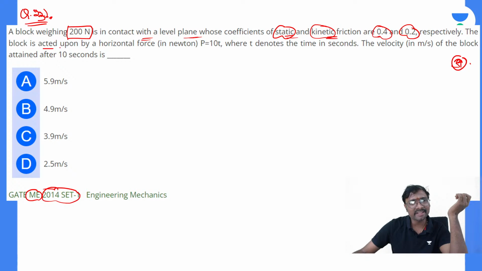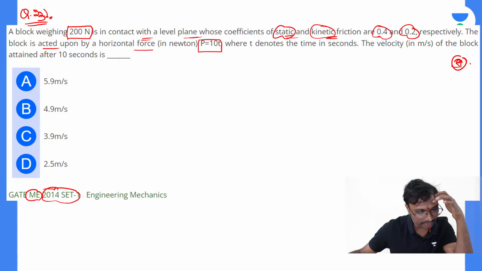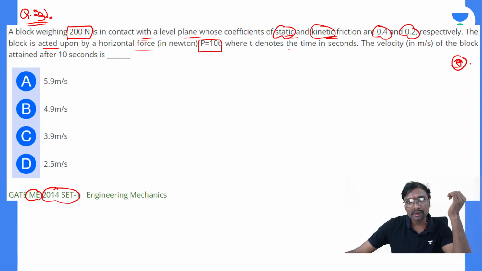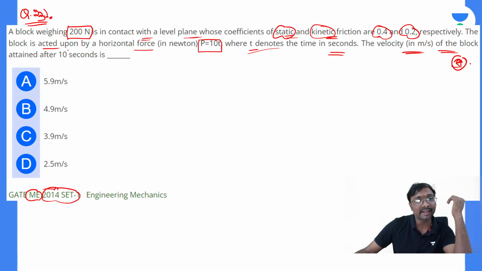The block is acted upon by a horizontal force P in newtons, where P is equal to 10t, and t denotes the time in seconds. The velocity in meters per second of this block attained after 10 seconds is, you are asked to identify.